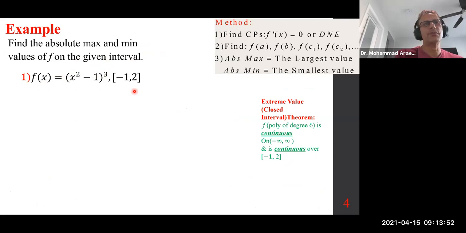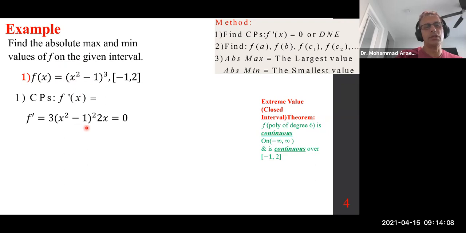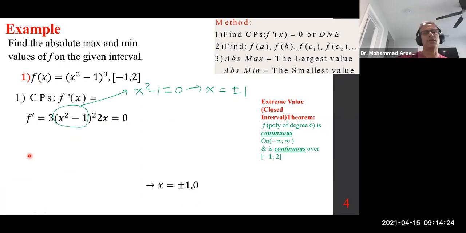Now the process: find f prime, set it equal to 0, and take it from there. So what is f prime of x? 3 times the same thing squared by the chain rule, times the derivative of the inside, which is 2x. When you set this equal to 0, x squared minus 1 is 0, which gives you plus minus 1. And the other part gives you 0. So we have three answers: plus minus 1 from here, 0 from here. You're going to check to see if they are in the domain of interest. -1 is one of the endpoints. +1 is in between, yes. 0 is in between, yes.